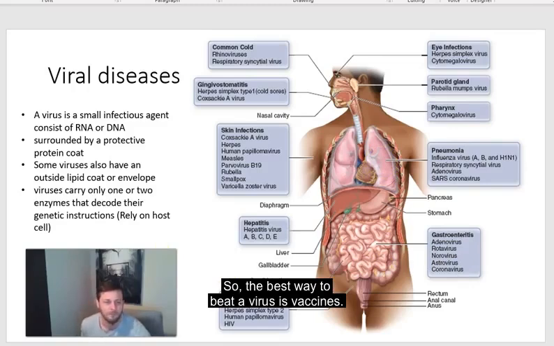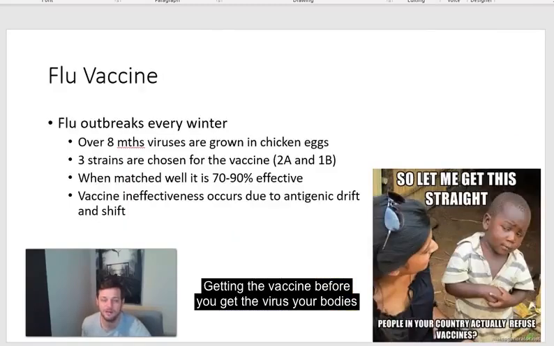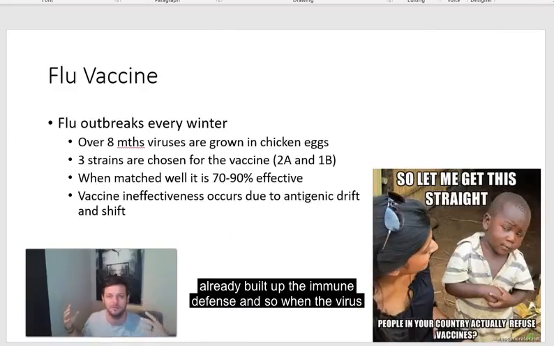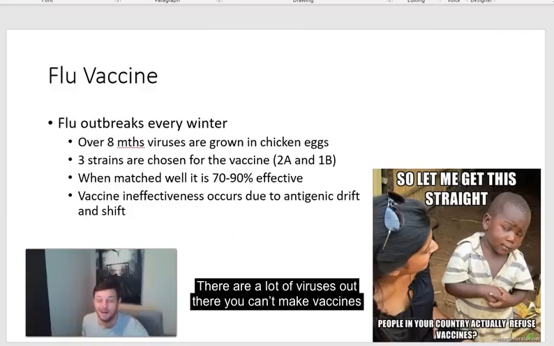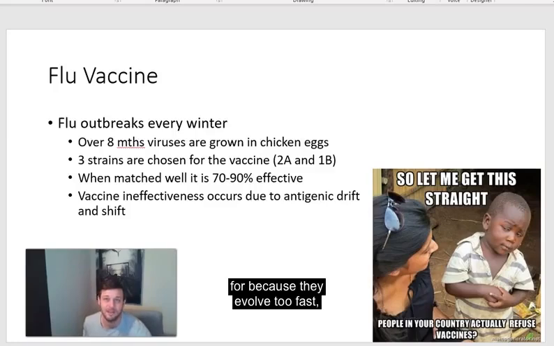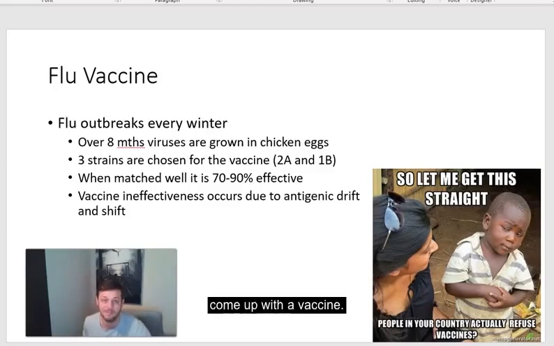So, the best way to beat a virus is vaccines. Getting the vaccine before you get the virus, your body's already built up the immune defense, and so when the virus enters, you kill it. Easy peasy. There's a lot of viruses out there that we can't make vaccines for because they evolve too fast. Their mutation rate is too high. They're too variable to come up with a vaccine.